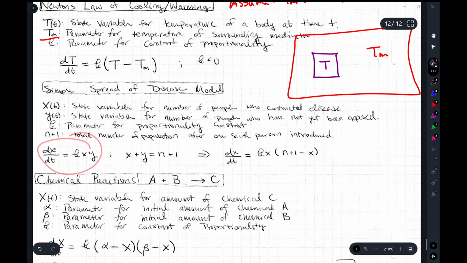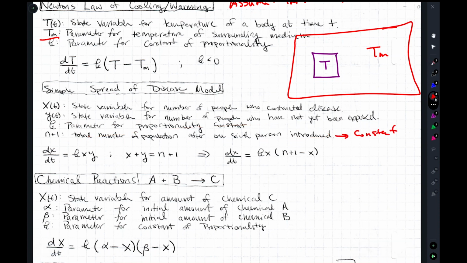Now, this differential equation has two dependent variables, X and Y. It'd be nice if we could reduce the two dependent variables to one, and we can if we make another assumption that the total population is constant. We're going to say that that's fixed, no one's getting in and out, and that X plus Y is equal to N. So that's an assumption.